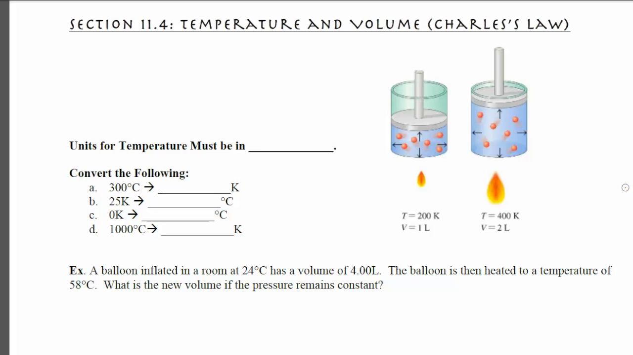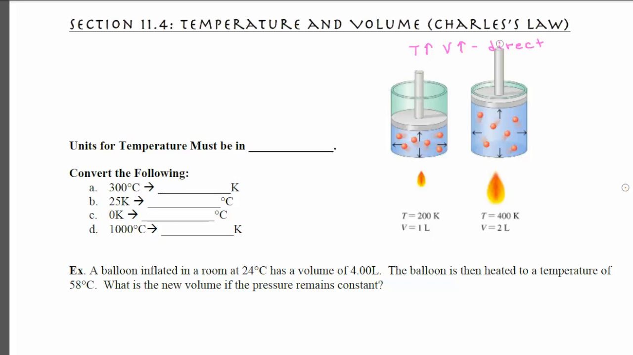Now, the relationship between temperature and volume is Charles' law. What was discovered was that if you increase the temperature, if you go from 200 Kelvin to 400 Kelvin, the volume of a gas expands. It would go from 1 liter to 2 liters. Just like with Boyle's law, we will have a formula for Charles' law. But the important thing to remember is that when temperature increases, volume increases, so that relationship is a direct relationship.